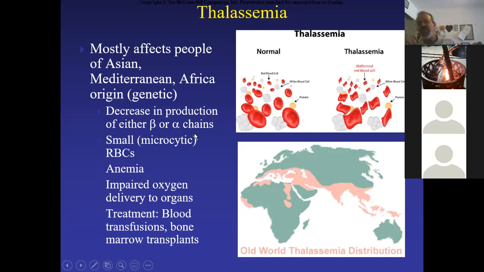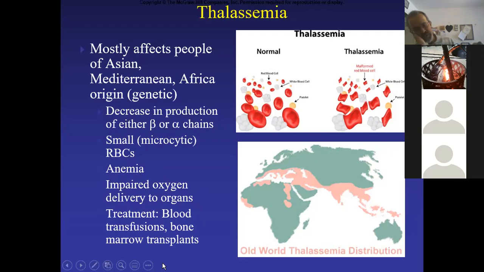So in other words, you're not even making a complete hemoglobin, which obviously affects red blood cells. They're going to be small and abnormal looking. The person is anemic, obviously, with impaired oxygen delivery to organs. Treatment appears to be blood transfusions as well as bone marrow transplants.